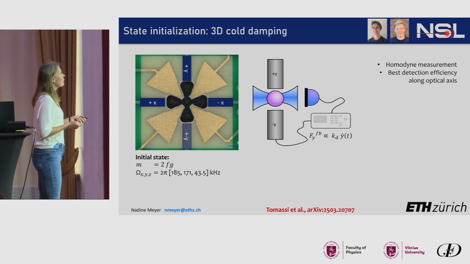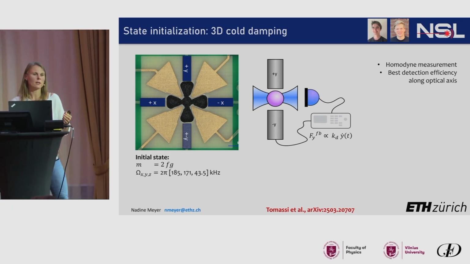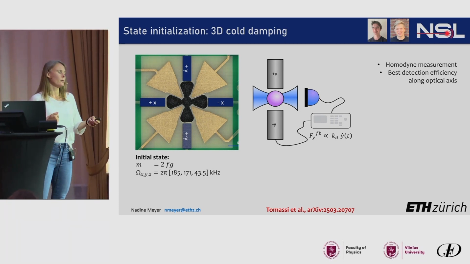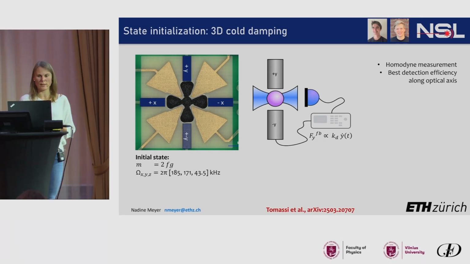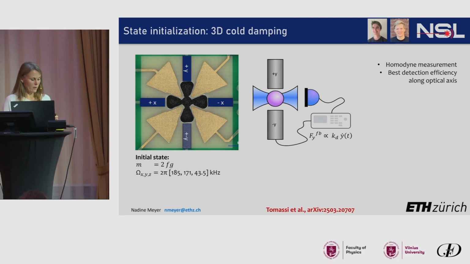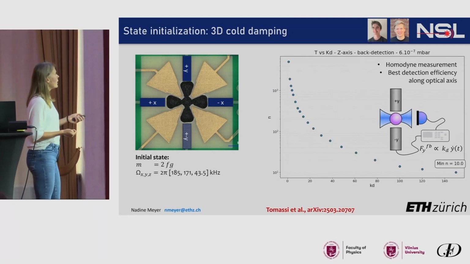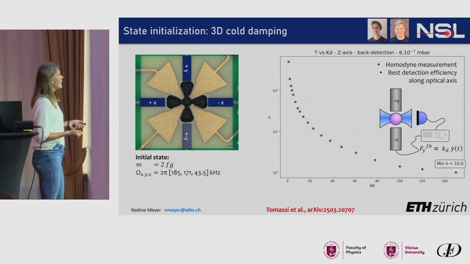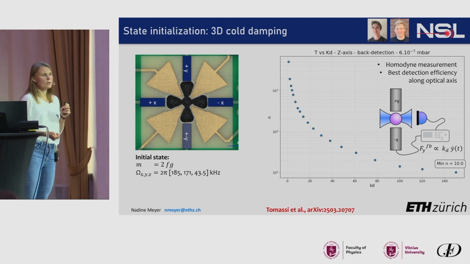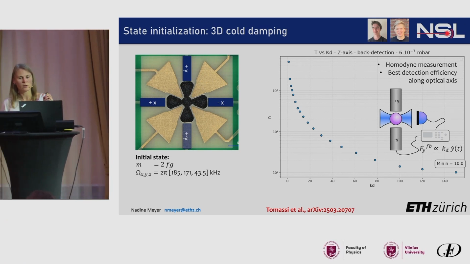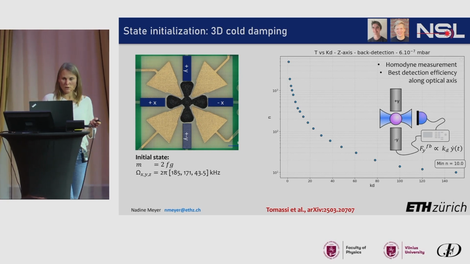And we create a velocity dependent force by just applying a delay of a quarter of a period, because we have a harmonic oscillator, so position and velocity are linked. And this allows us then to cool down the nanoparticle to around 10 phonon occupation along the optical axis. This is the best cooled direction because we have the best detection efficiency along this direction.